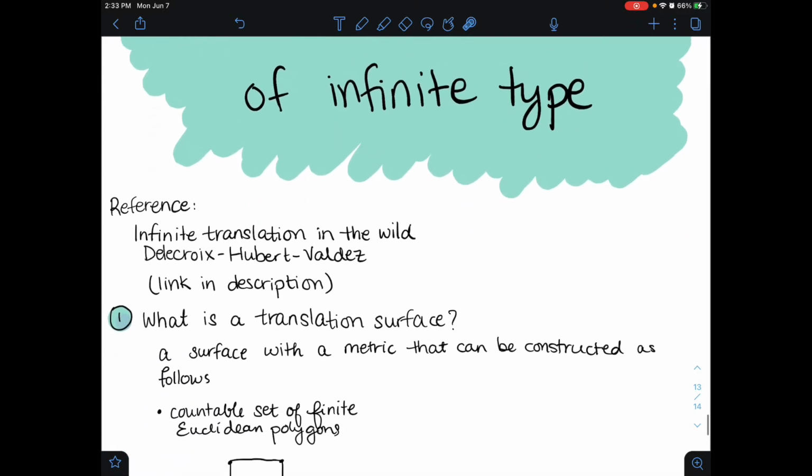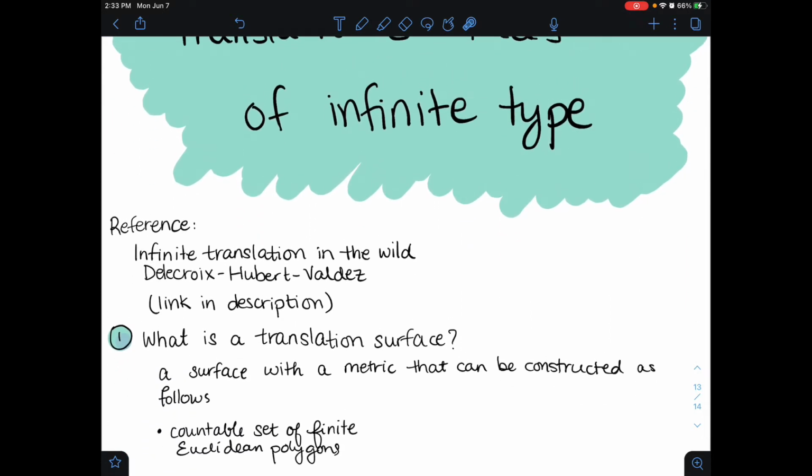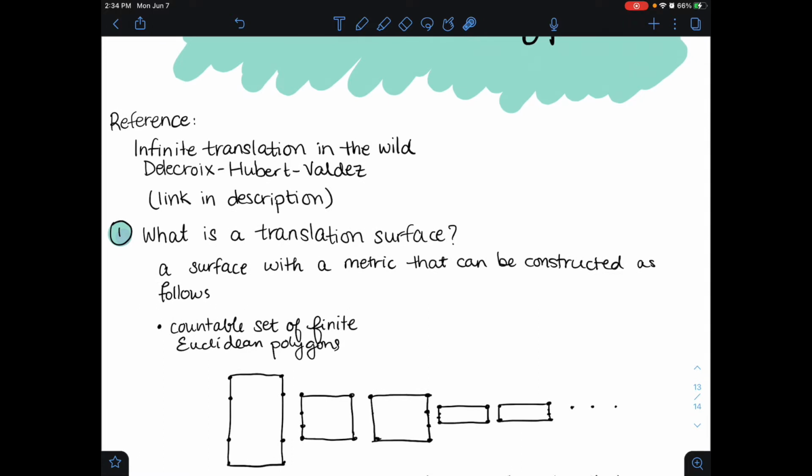A translation surface is a surface with a metric that we can construct with the following recipe. We start with a countable set of finite Euclidean polygons. So here's an example. I have one rectangle, and then I have a countably infinite set of pairs of rectangles. And they all have the same width, but every pair has half the height of the previous pair of rectangles. So you can see there's the first one, and then after that we have two that are half the height, and then half the height of that, and so on. And there's a few extra vertices, which I'm highlighting here.